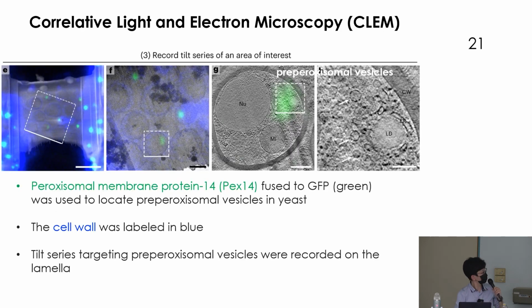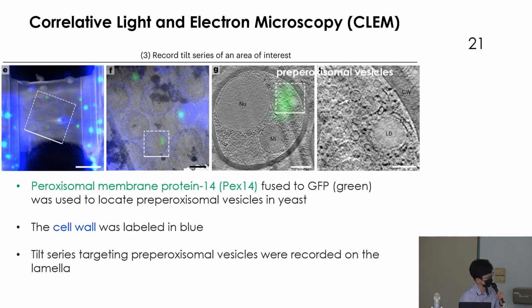So finally, this one is another example. They want to see this peroxisome membrane protein inside the cell wall. This peroxisome membrane protein was fused to GFP in order to locate this vesicle in the yeast. They also somehow labeled the cell wall in blue, so you will have the cell wall and this GFP. They started the preparation, then froze the sample, did the milling, and collected the whole data set.